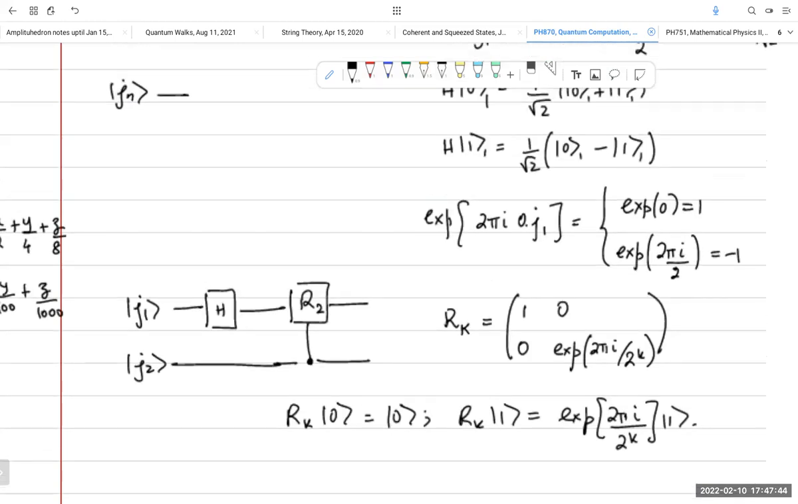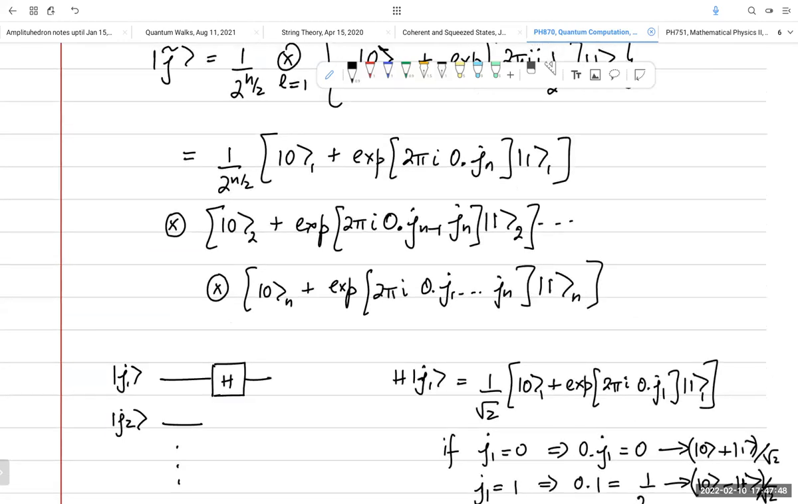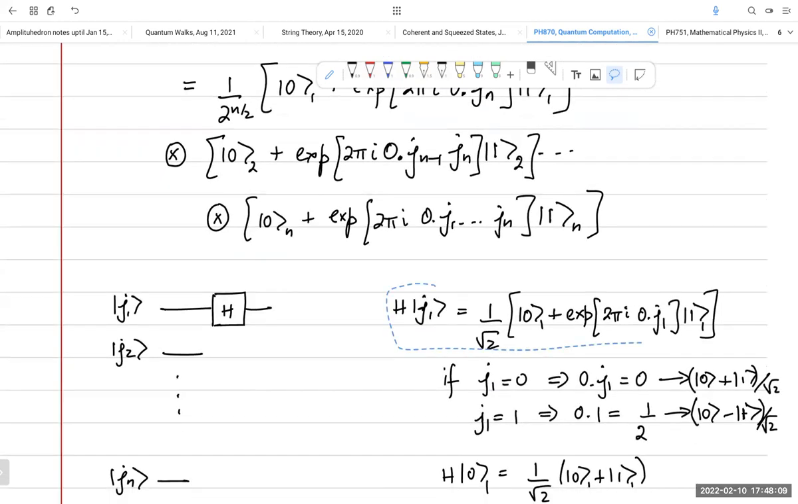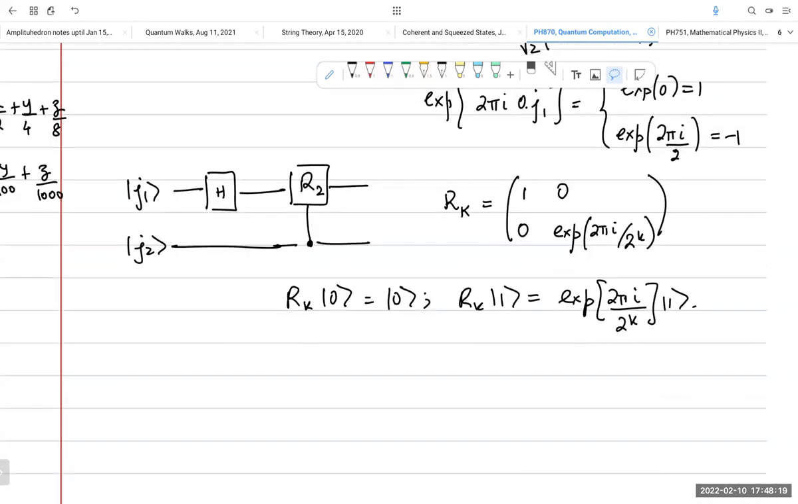What is the purpose of this rotation? The purpose is the following. Coming back to this factorized expression, what we want is to construct a state of this form. How do you construct a state of this form? Well, first you apply this Hadamard. Applying this Hadamard gives you 0.j1. Then applying this controlled expression, I will write it as CR2.